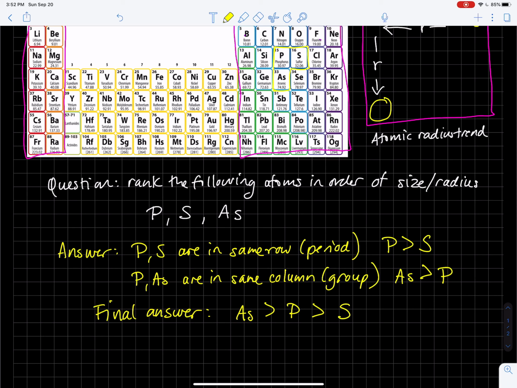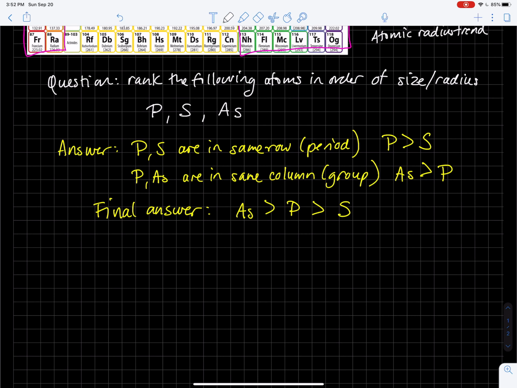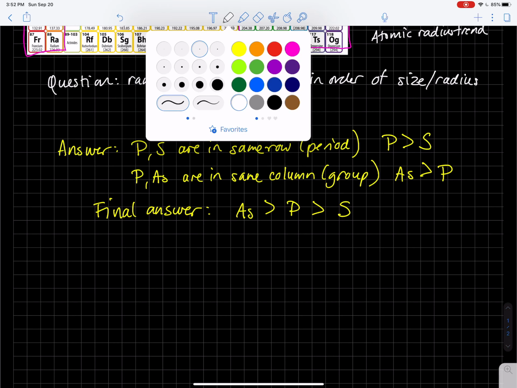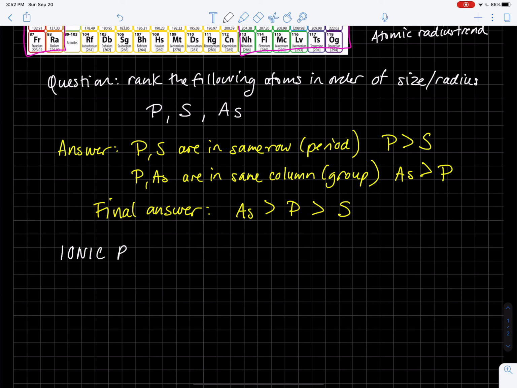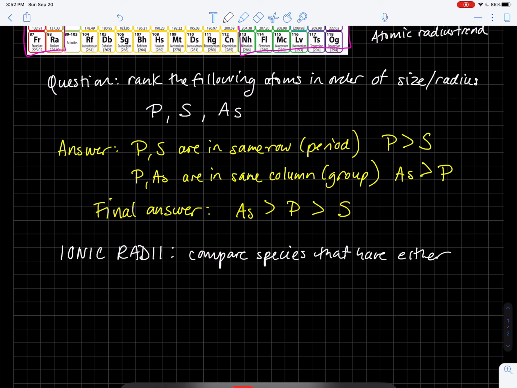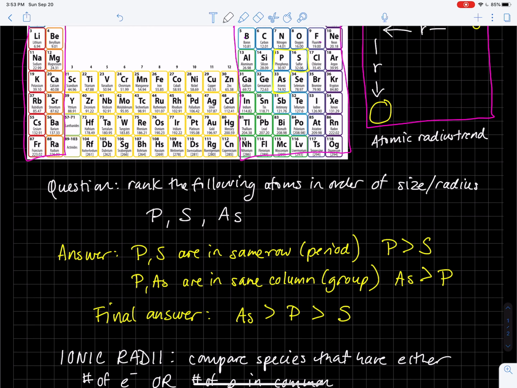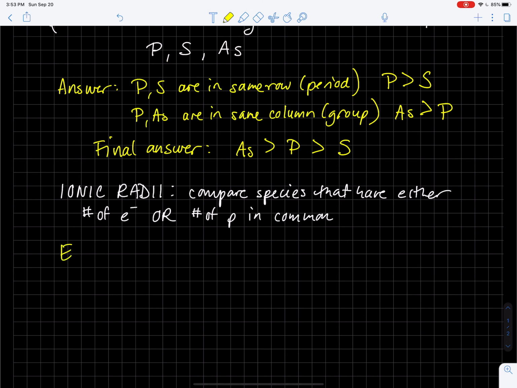All right, so now I want to talk a little bit about ionic radius. In ionic radii, we can compare species that have something in common, so that have either the number of electrons or the number of protons in common. So here's an example. If I want to compare, for instance, the chloride ion and the potassium ion.